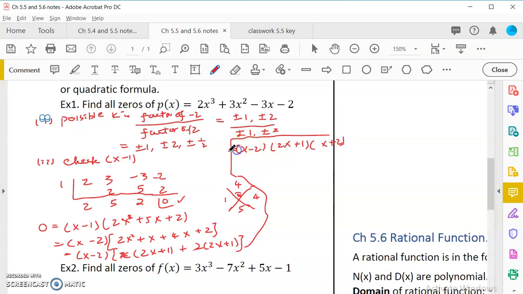That is equal to 0, right? So then you use the zero product principle. x is equal to 1, 2x plus 1 equal to 0 gives -1/2, and also x plus 2 equal to 0 gives x equal to -2. Right? So I found all the zeros.